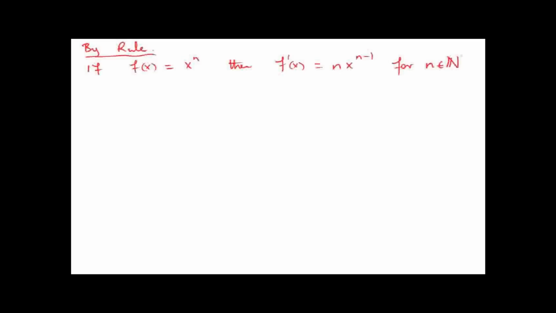There's a hint in the end of the question there, isn't there? What's the little hint? For n an element of n means for n a natural number. So really what they're saying is that when you're differentiating a power of x, you just bring the power down in front and reduce the power by 1, simply.